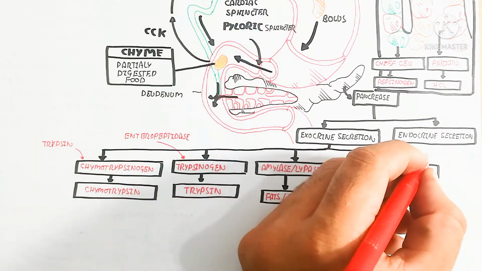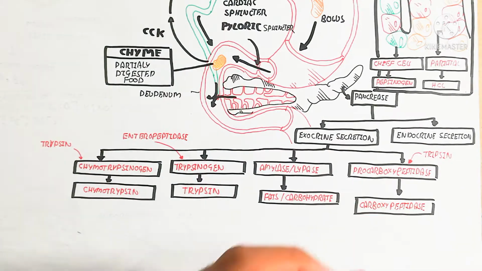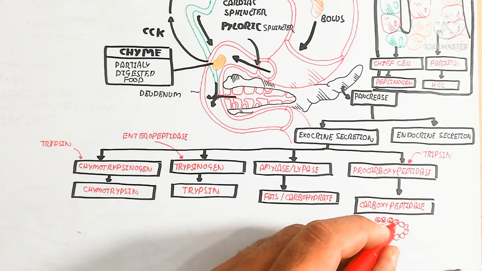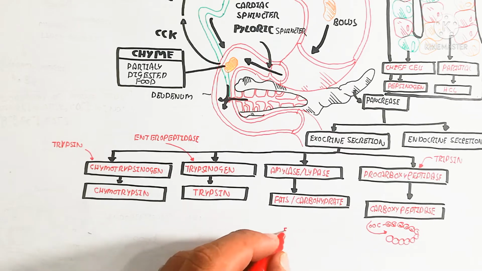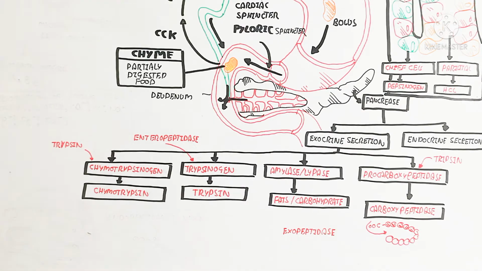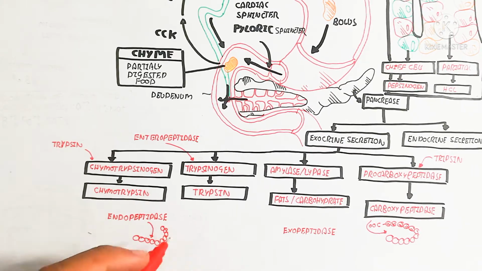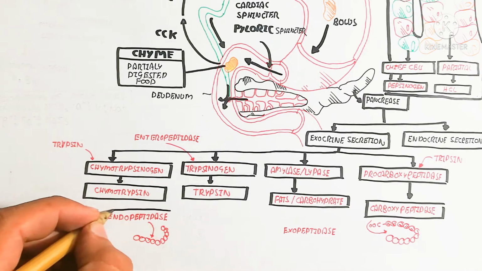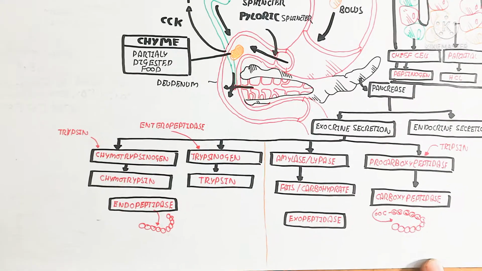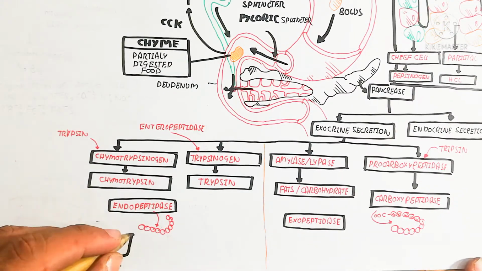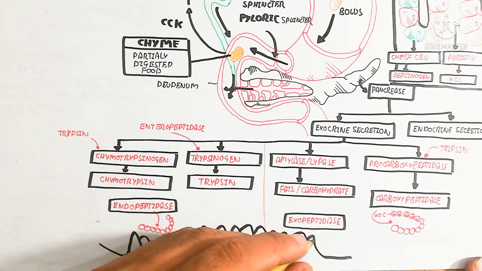On the other hand, the procarboxypeptidase is activated by the trypsin into carboxypeptidase. These carboxypeptidases will catalyze from the carbon terminus of the amino acid polypeptide. Here is the exopeptidase and here is the endopeptidase. Endo means that the chain will be digested in between, while exopeptidase means the exit side. For example, the carbon terminus or nitrogen terminus will be digested one by one amino acid.